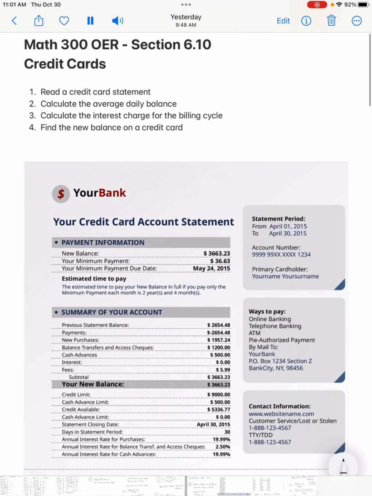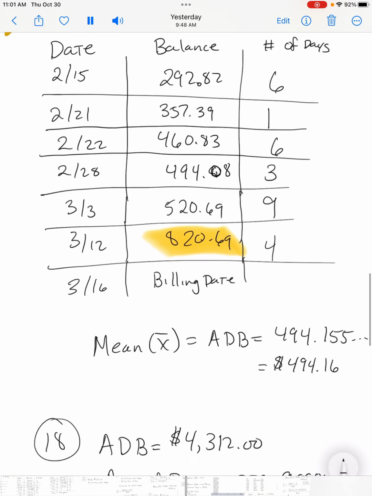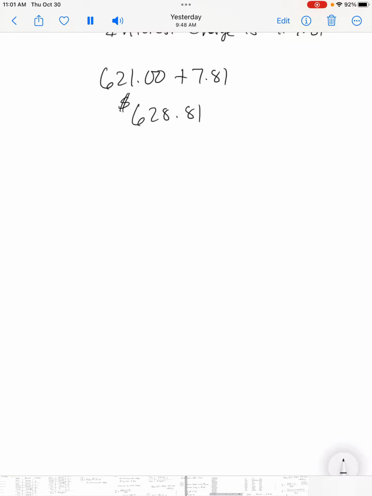Let me scroll up to the top. We've read a credit card statement. We've done the big work of finding the average daily balance. Calculating the interest charge is using that interest formula. And the new balance on a credit card is the ending balance right before we add the interest, plus the interest. That's going to be what's new as we go into the next billing cycle.